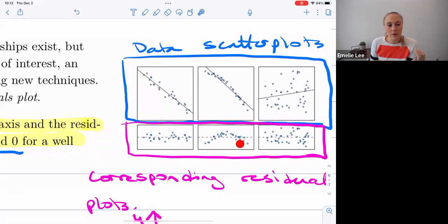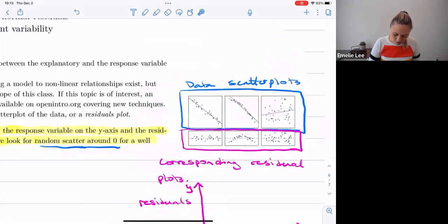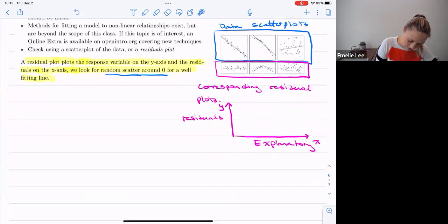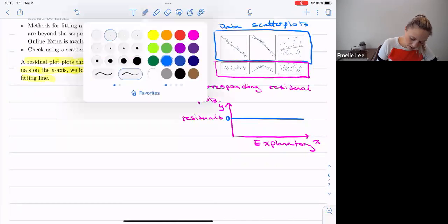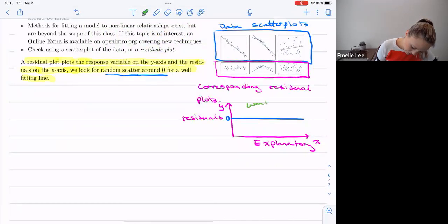Now here, this is kind of a subtle case of non-constant variance. So we do have random scatter around 0, but it looks like there's less scatter. They're more tight around the line here at the beginning for these values of x. And then as we go across the values of x, the spread gets wider. So that's what we're going to look at for the non-constant variance. Here at 0, we want random scatter around 0.